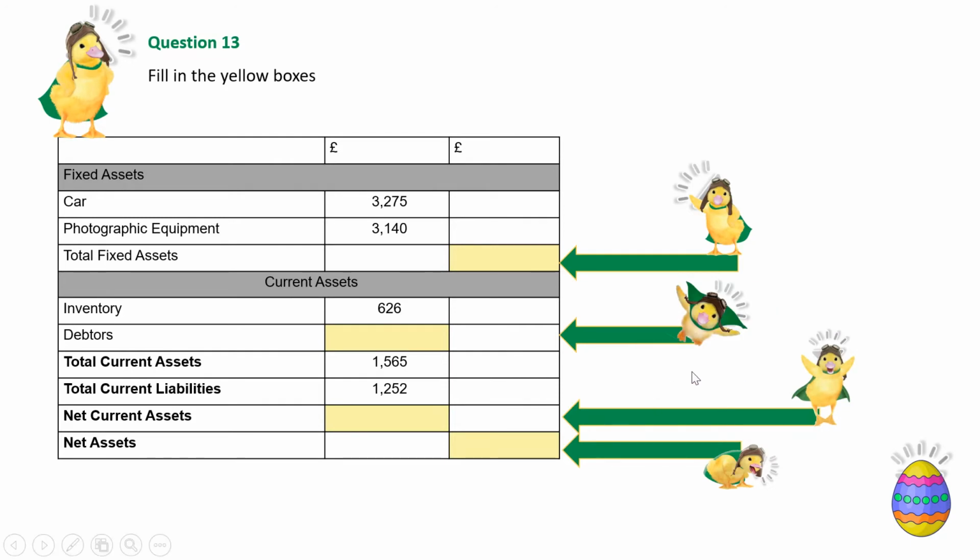Here it is again, you've got to work out your net current assets. Remember the formula? Current assets minus current liabilities. So you've got both of these numbers now, so you now need to do the calculation and put the answer at the bottom.